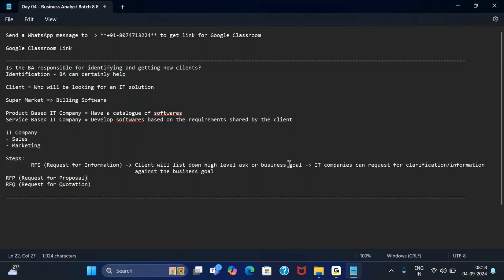Okay, now comes the next thing, that is request for proposal. Once we know what the client wants, once we understand what the client requires, then what the sales and marketing team will do is create a proposal. What this proposal usually means is an overview of the IT company, previous work delivered, reviews and feedback on previous work.